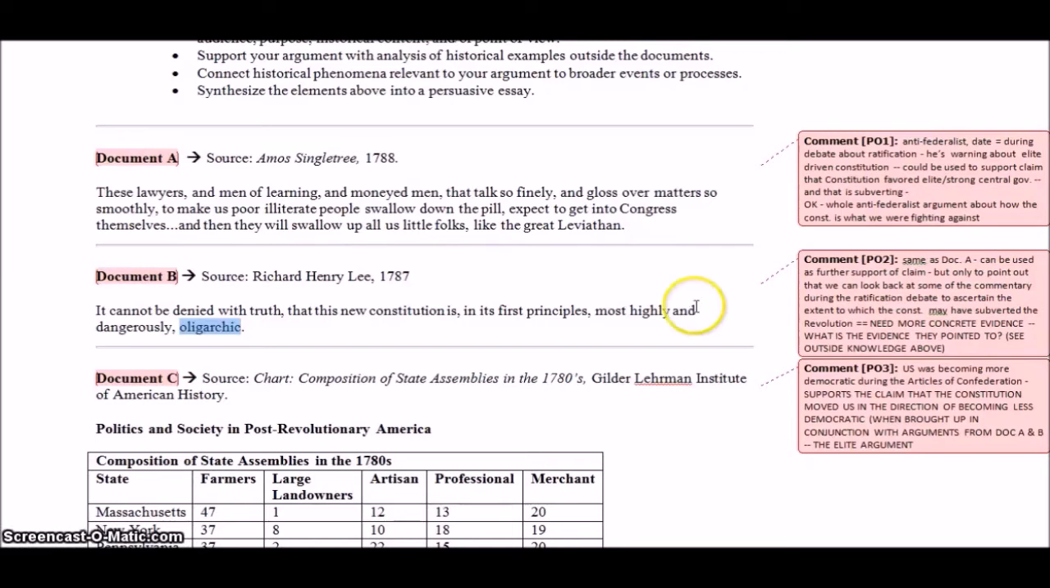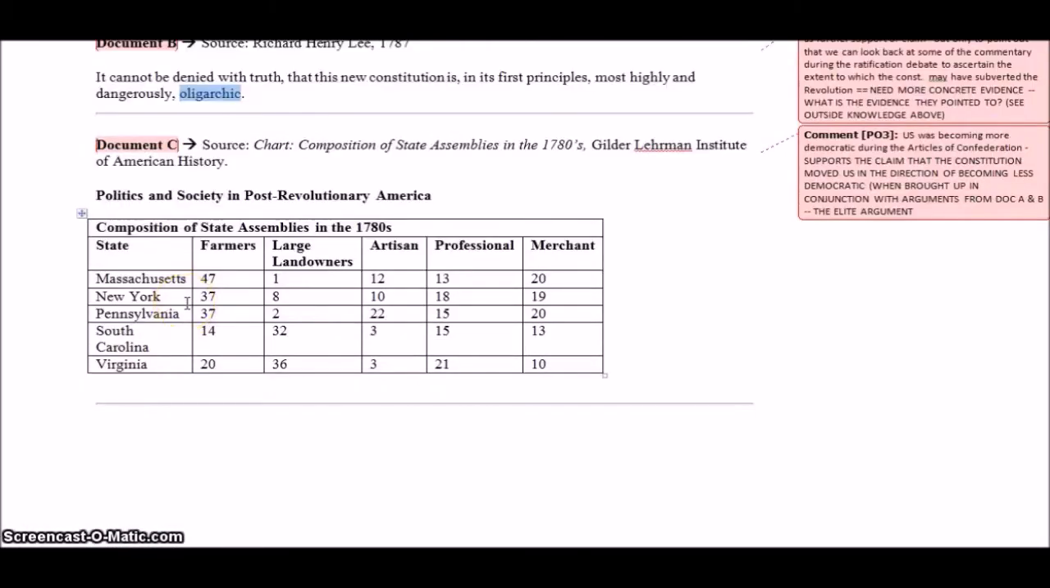See the outside knowledge above, what I mentioned up here, the whole anti-federalist argument. So the one representative for every 30,000 people, the distance argument, all those things they said about the elite taking over or having an undue influence in government. So A and B can help you support that, but the more concrete evidence is what the anti-federalists gave you that you should have used for the white paper. So now let's get to document C.